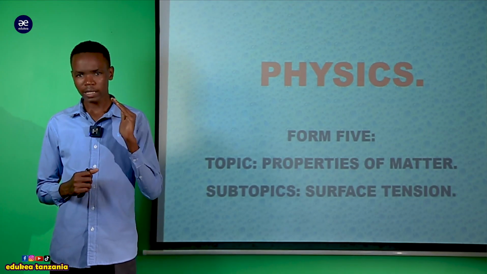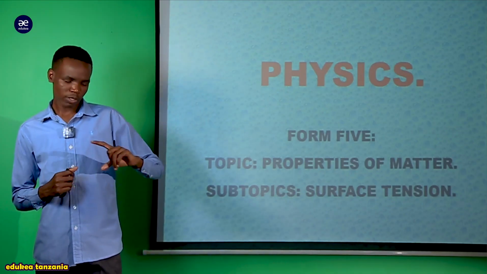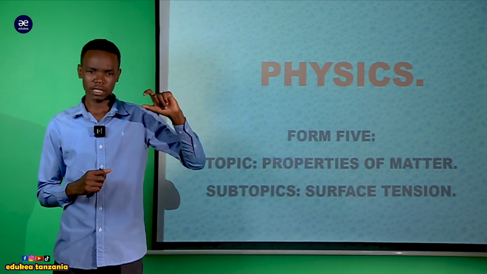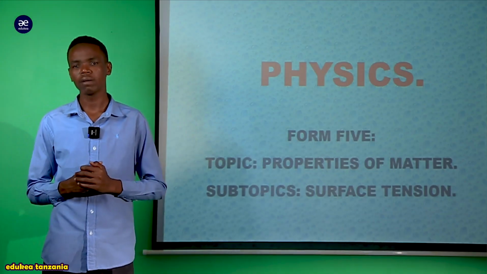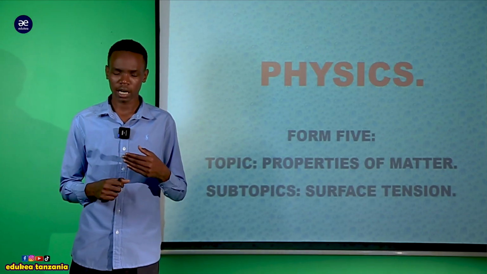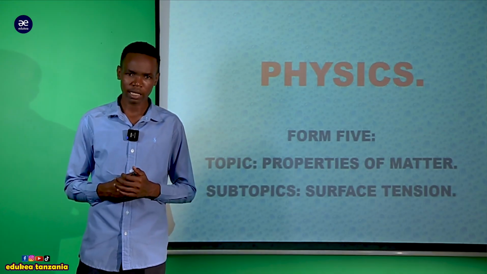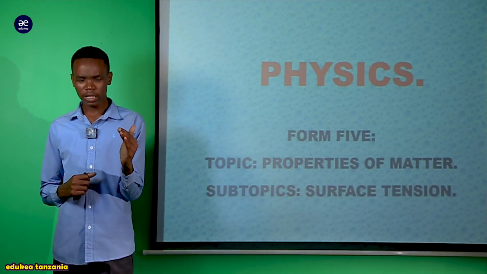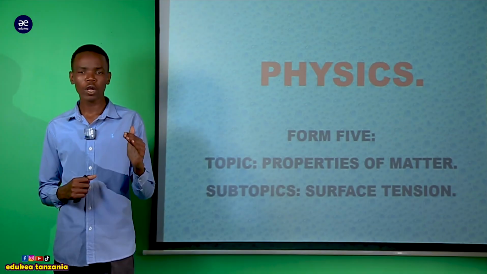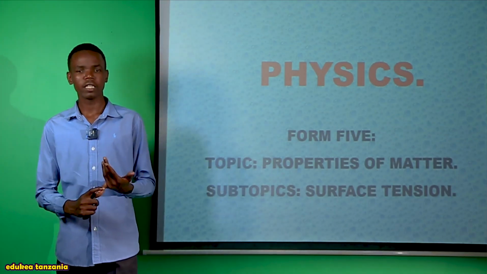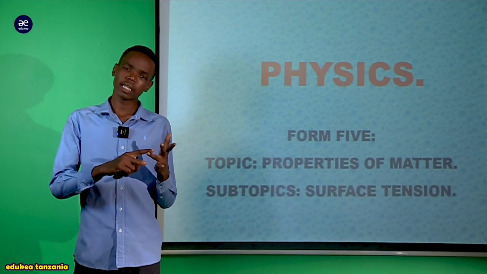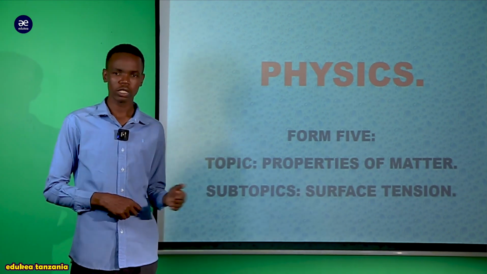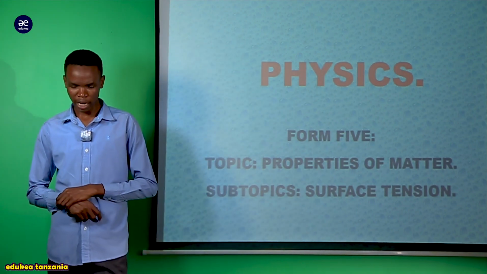Now, first of all, let us understand the meaning of matter. As we learned in Form 1, matter is anything that has weight and can occupy space. Anything that can occupy space and has mass and weight we call matter. Matter has only three states: the first is solid, the second is liquid, and the third is gaseous. This is what we saw in Form 2 on the properties of matter.